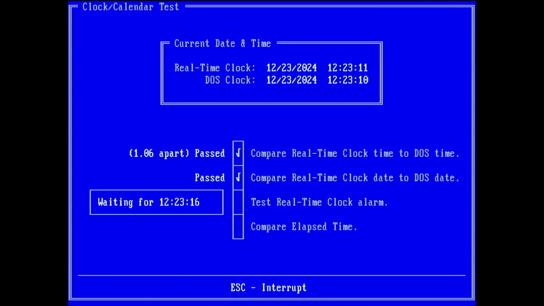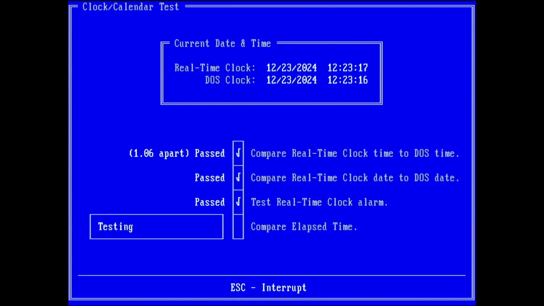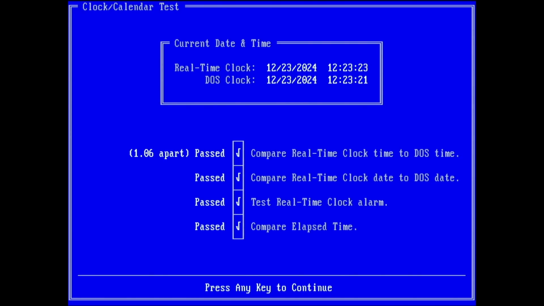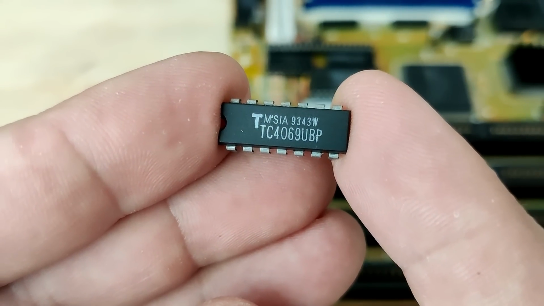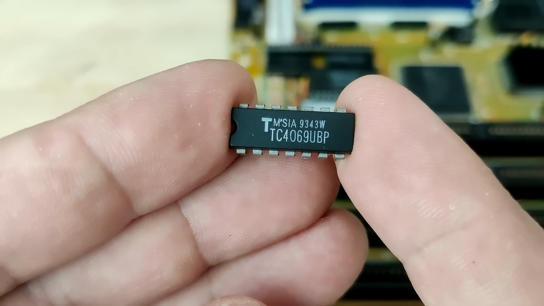Real-time clock check. Okay, we are only 1 second apart. I think this is fixed. Look at the seconds, they're fixed. Yes, we fixed it. I'm so happy. Now my board will record the correct time. So it was the hex inverter. Even though this chip passed using my programmer, something with the timings was off.